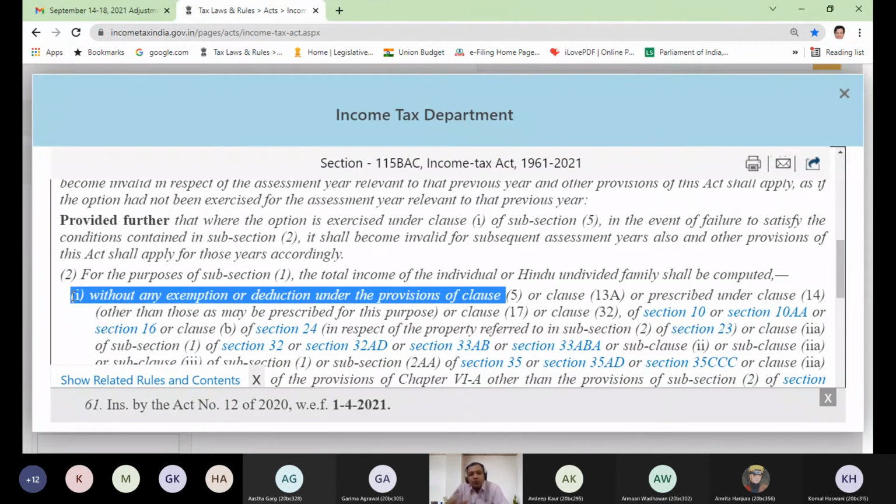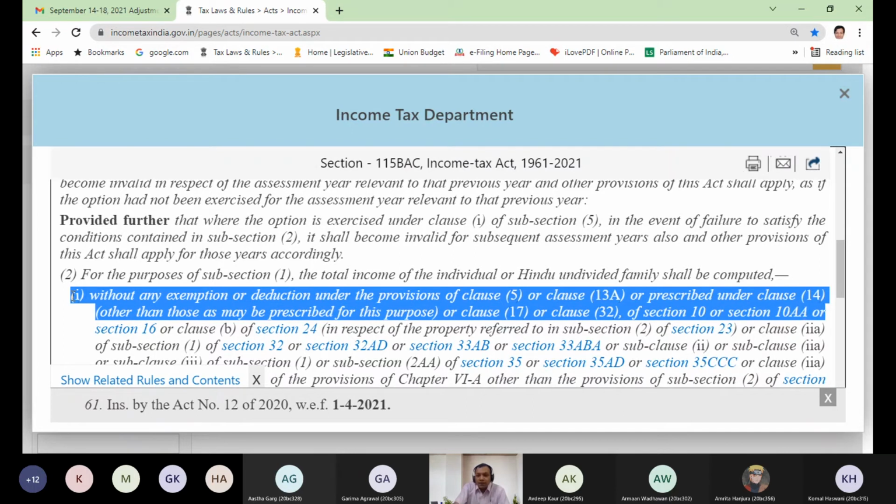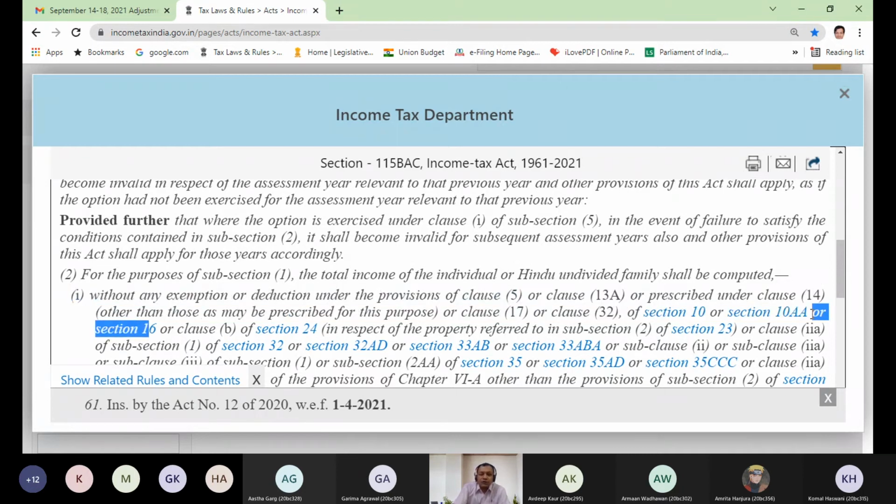No one is going to rescue you when you face any problem. That is why start reading the Act, because that is the only thing which will remain, and not the books always. Under the provisions of clause 5 or clause 13A or prescribed under clause 14 other than those as may be prescribed for this purpose, or clause 17 or clause 32 of section 10 or section 10AA or section 16. So that is why I told you that standard deduction of 50 is not available. Why? Because of this point, that you have to compute total income under the optional taxation scheme without giving any deduction under section 16.